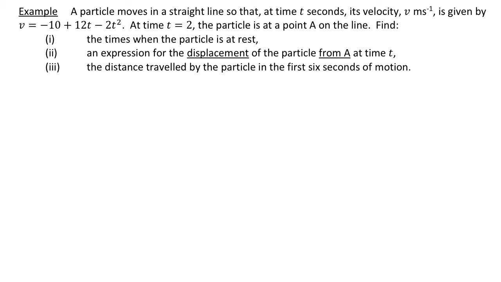Example: a particle moves in straight lines so that at time t its velocity v is given by minus 10 plus 12t minus 2t squared. At time t equals 2, the particle is at A. Find the times when the particle is at rest.